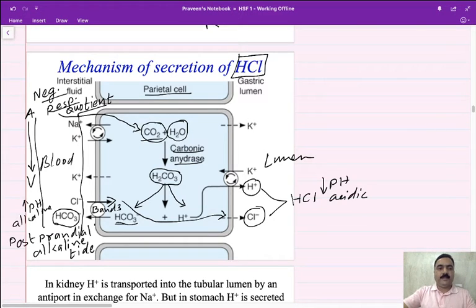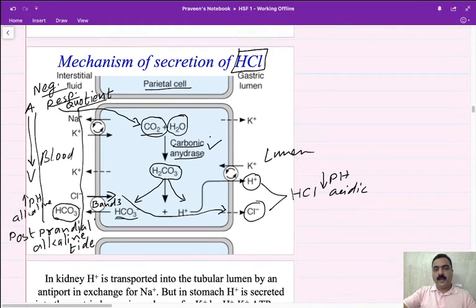In the other cells, the carbon dioxide is given out to the blood from the cell when there is metabolism. So remember these points: negative respiratory quotient, postprandial alkaline tide, and the importance of carbonic anhydrase.